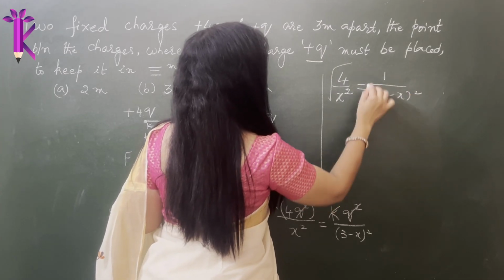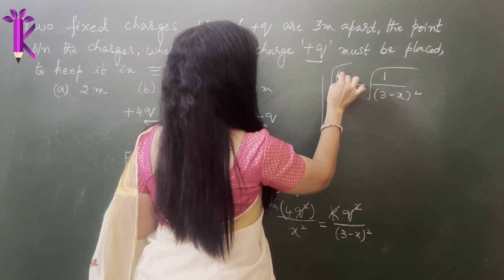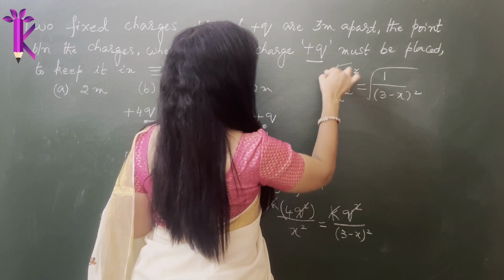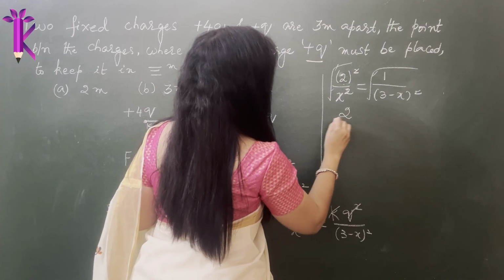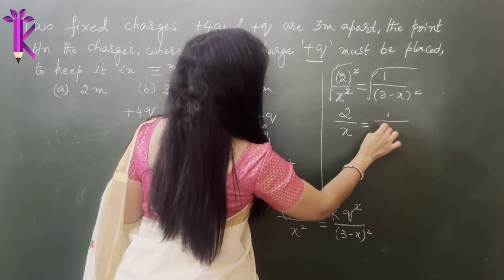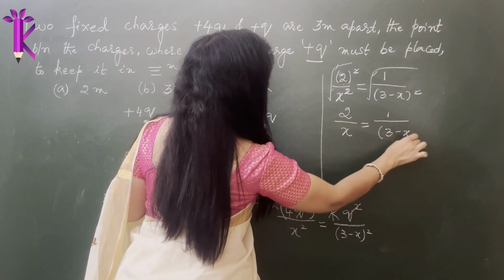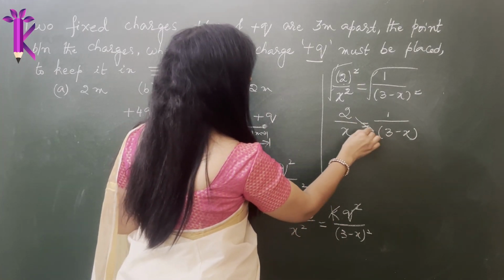So if you take the square root on both sides, what will happen? 4 can be written as 2 whole square. So square and root cancel here, and here square and root, everything gets cancelled. You remain with 2 divided by x is equal to 1 divided by 3 minus x, right? Simple. Now just cross multiply this.